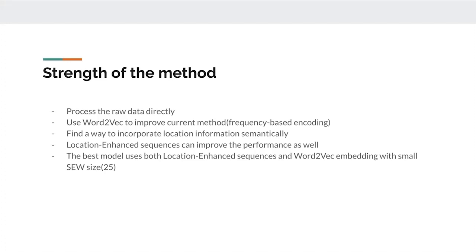Our best model achieves 0.77 weighted F1 score. It uses both location-enhanced sequences and Word2Vec with a small SEW size, which is good for real-time classification because of the short latency.